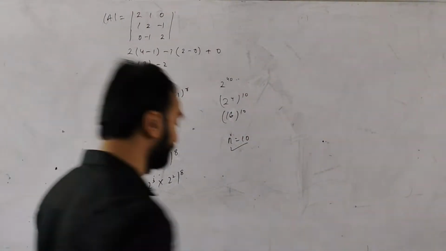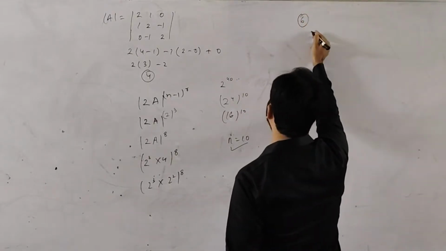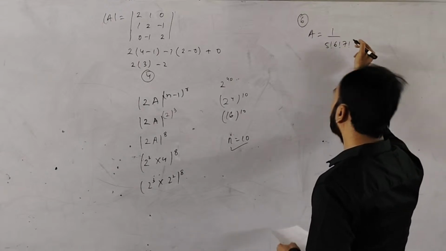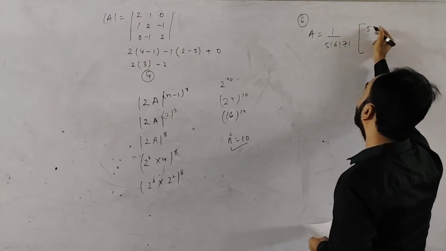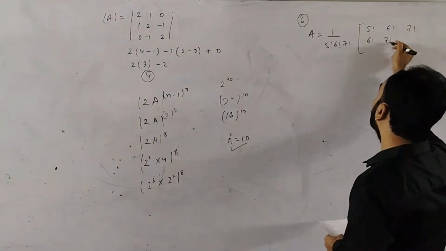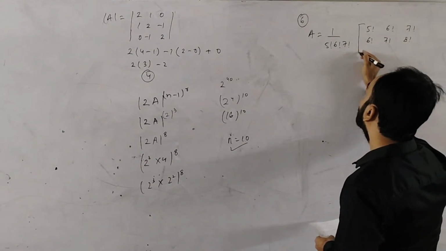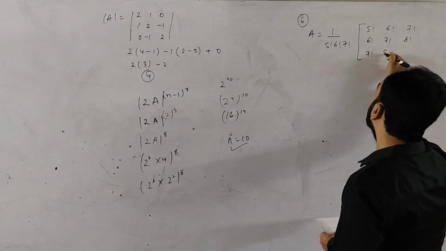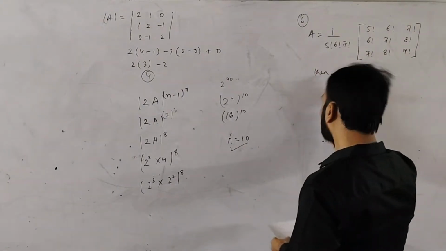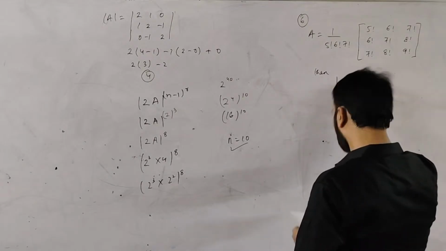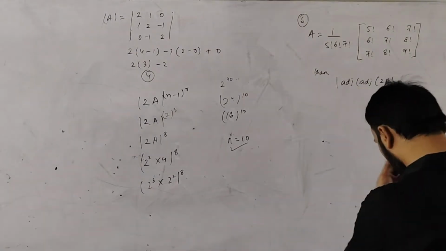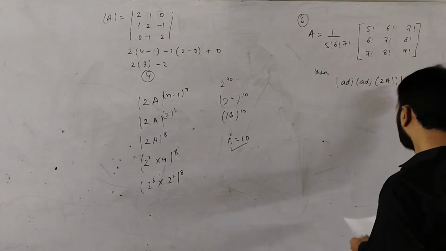This is from the year 2023. Question number 6. A is equal to the matrix with rows: 1, 5 factorial, 6 factorial, 7 factorial; then 6 factorial, 7 factorial, and 8 factorial; then 7 factorial, 8 factorial, and 9 factorial. Done. Then we have to find the adjoint of 2A, right? This is only 2 times here, is equal to.